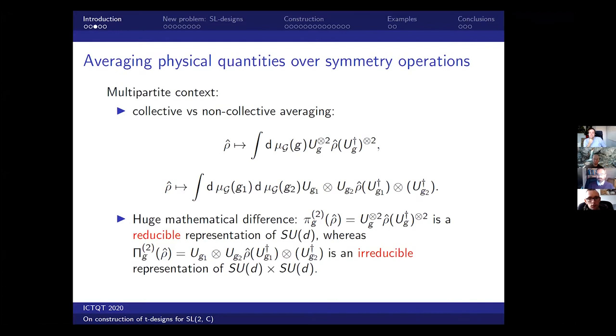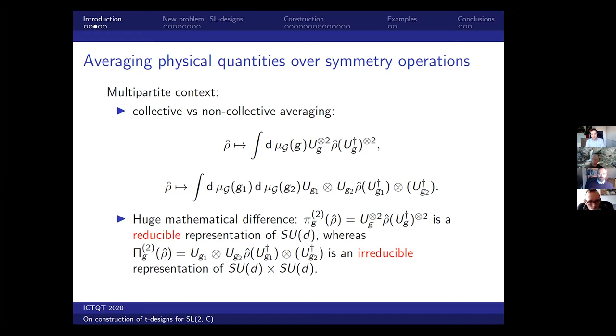However, all the stuff starts to be much more intriguing when we come to the multipartite context, when we discuss the averaging process for multipartite quantum states. So let us now focus on unitary averaging. The multipartite averaging can be divided into two classes, the collective averaging and non-collective averaging. In the collective case, we apply the same unitary matrix on each of the subsystems corresponding to this multipartite state, whereas in the non-collective averaging, we apply a different unitary matrix on each of the subsystems. So we perform the averaging separately on each of the subsystems.